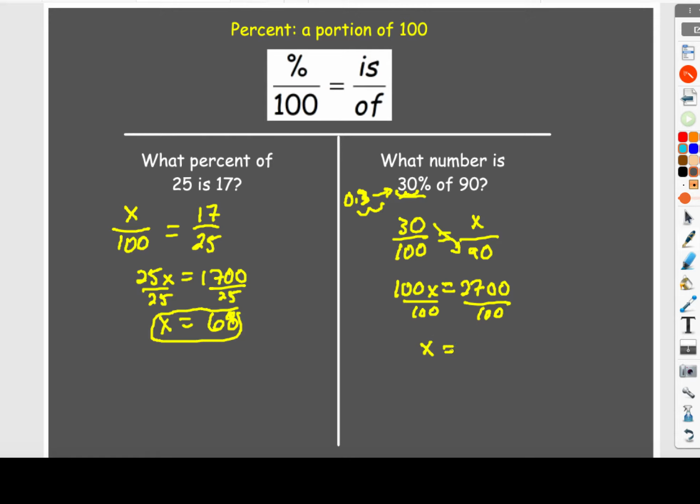X, or 100 times x. Let's divide away that 100. And 2700 divided by 100. Now this one I'm pretty confident is going to be 27. Again, you're welcome to use your calculator, but hopefully you just cancel those zeros out there. And we get a nice simple 27. Which makes sense. Again, 30% or 0.3, 3/10. Well, that's less than half, and it's almost near a quarter. Well, 27 out of 90, same idea. That's definitely less than half, less than 45.